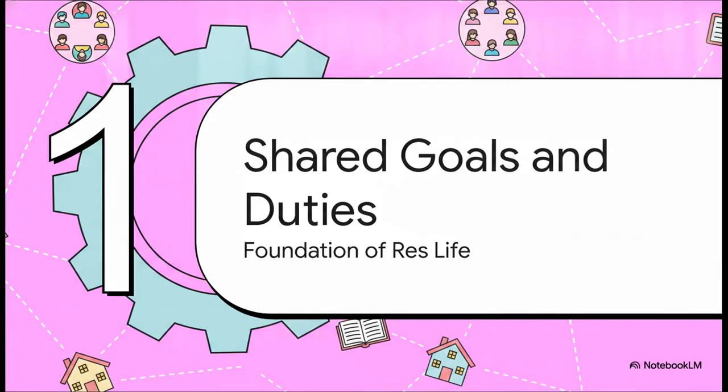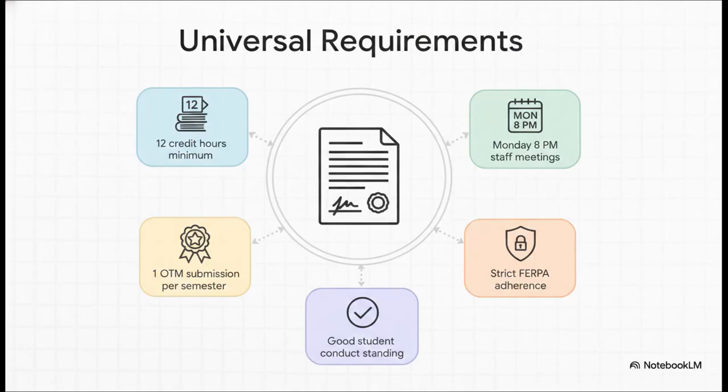Shared goals and duties, the real foundation of residence life. So before we look at what makes these 8 roles different, we have to talk about the baseline. What are the universal expectations? Well, every single student staff member, no matter their title, is bound by these core contract requirements. They form the absolute bedrock of your team's operations.